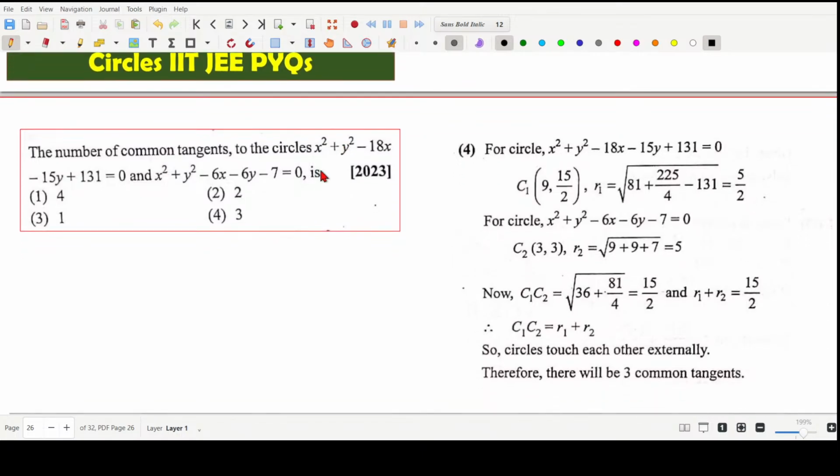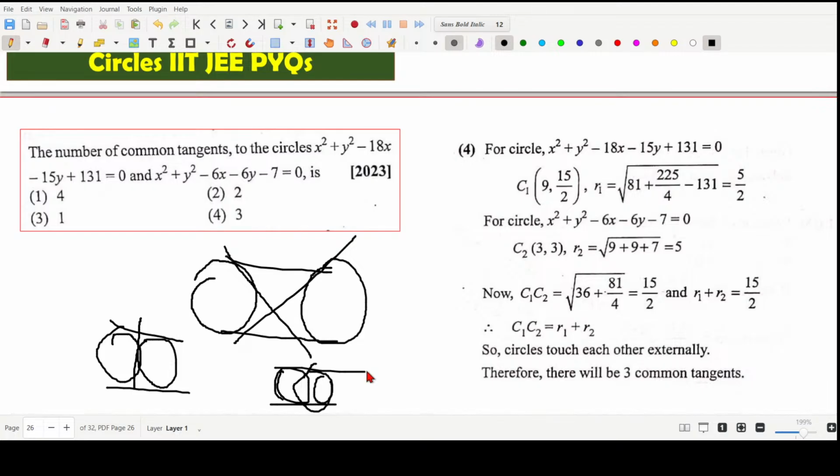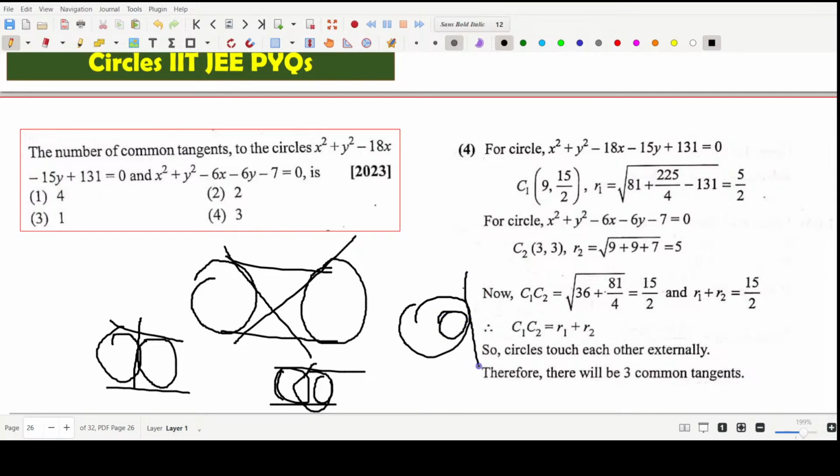So, number of common tangents to the circle, this and this. You remember this one, no? How many tangents are common? If the circles are not touching, you will have 4 tangents, right? 1, 2, 3, 4. Okay? If the circles are touching, you will have 3 tangents. If the circles are intersecting, then this. If one circle is inside another, like this, then there is only one tangent. If it is completely inside, then there are 0 tangents.